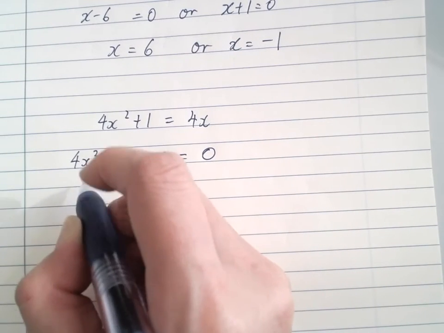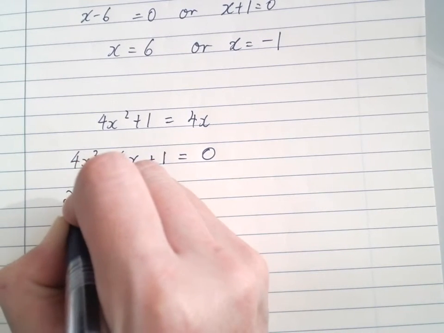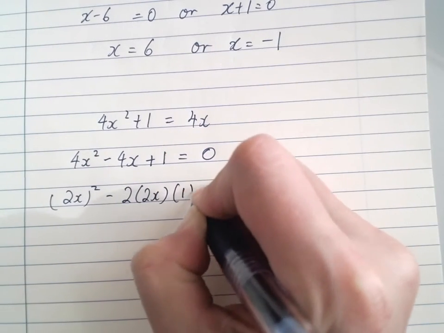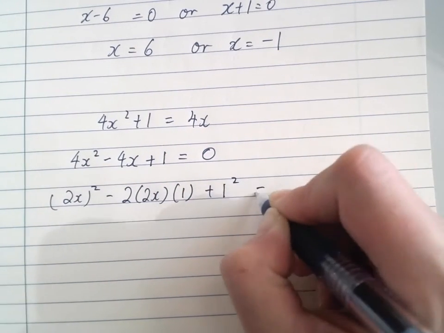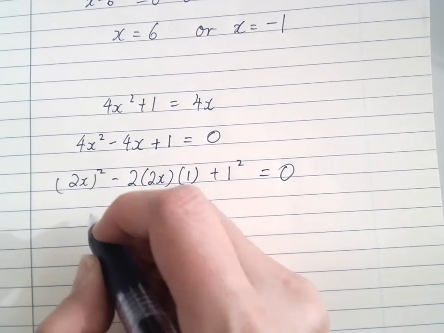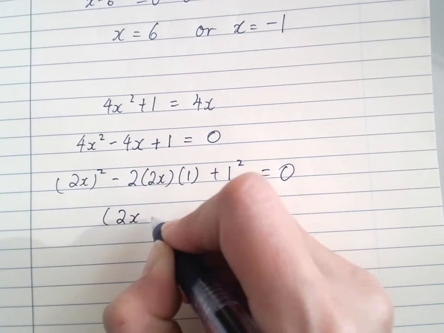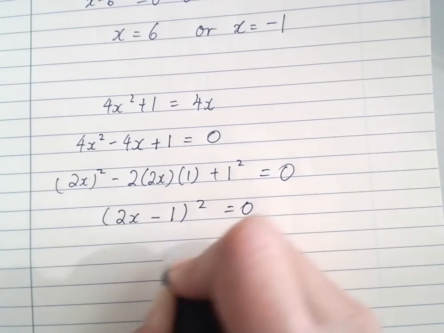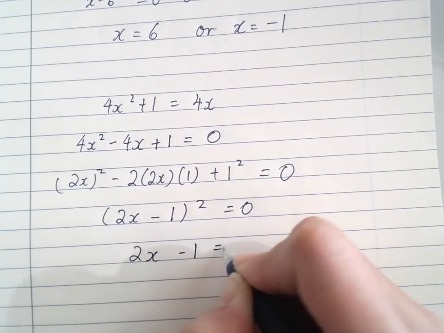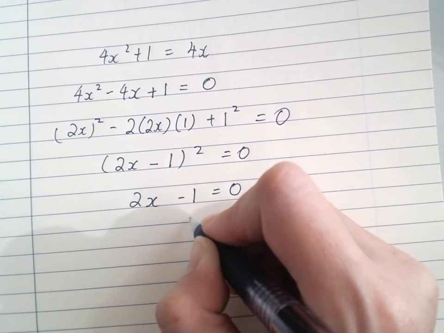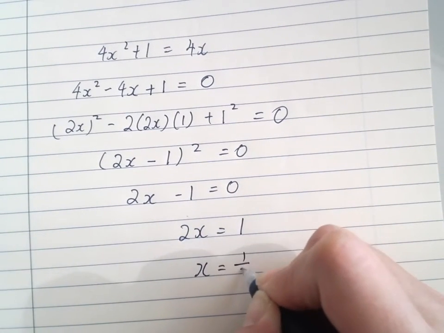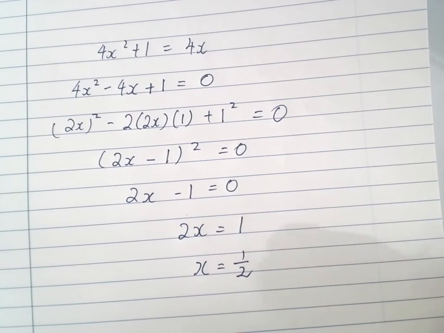Now I can see that it's a completing square, because 2x all squared minus 2 times 2x times 1 plus 1 squared equals to 0. Now I know it's a completing square, so 2x minus, it's not a completing square, it's a perfect square I should say, equals to 0, and that is the answer.